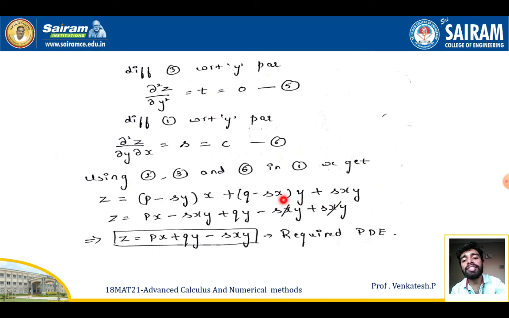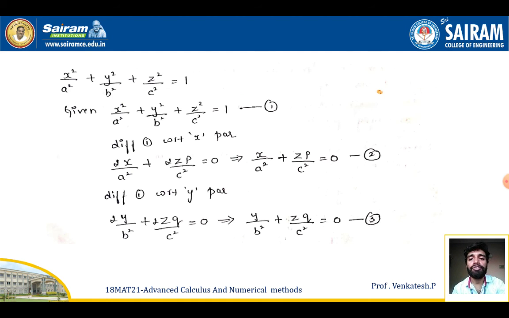On simplifying this equation, we got the equation z is equal to px minus sxy plus qy minus sxy plus sxy. This way I can cancel it. So I got the equation z is equal to px plus qy minus sxy, which is the required partial differential equation.